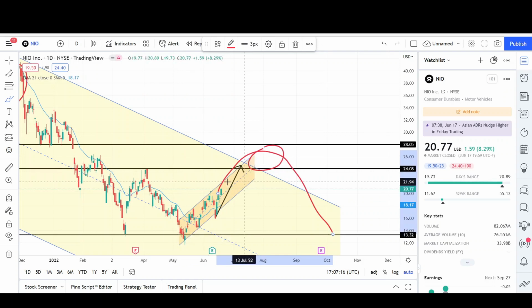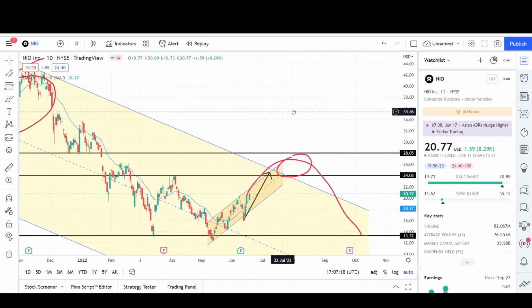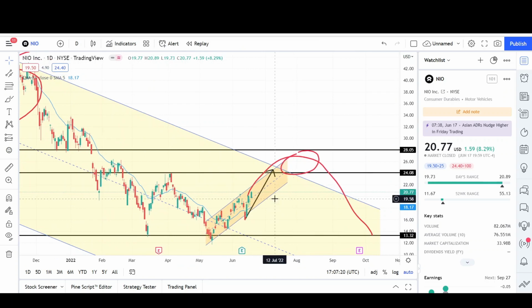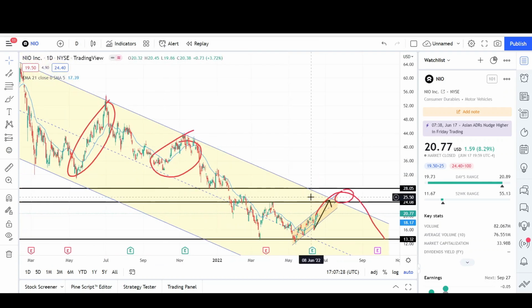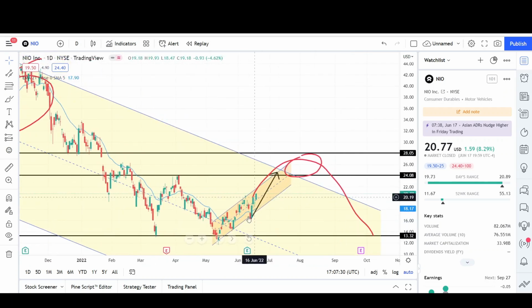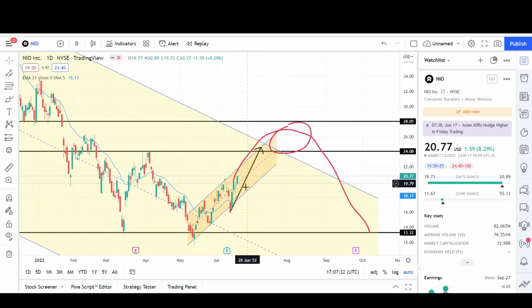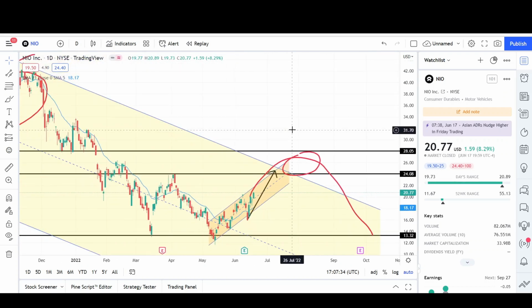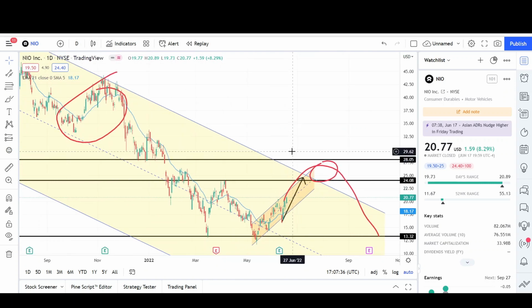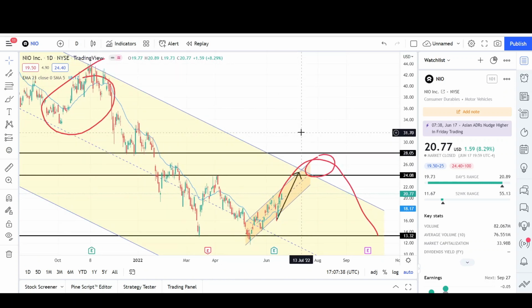So everything is pointing up to the top side, but I'll still be looking for shorts once we enter between the $24 and $28 level if I was trading this chart, because the overall pattern and bias is still down, even though we have this short-term counter-trend move towards the top side. So that's everything I see on the daily chart. We can wrap this up on the weekly chart.